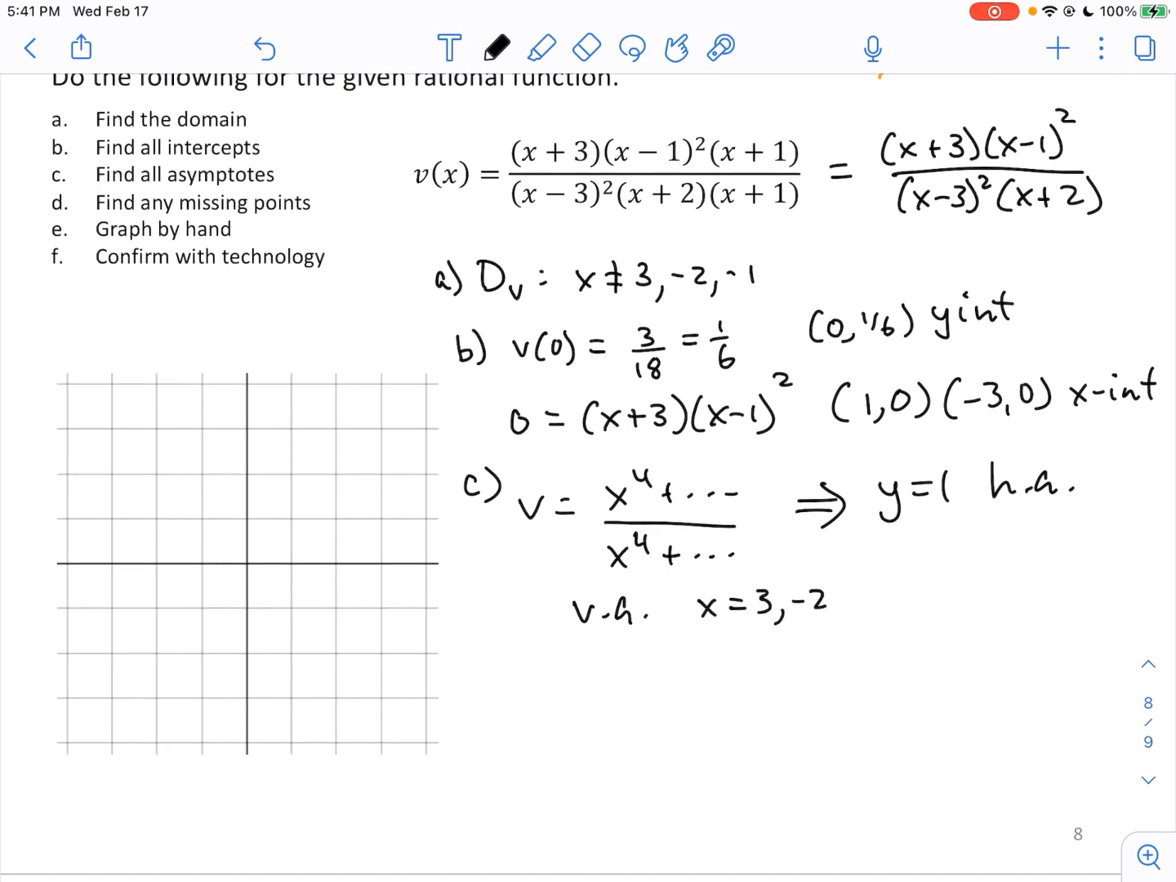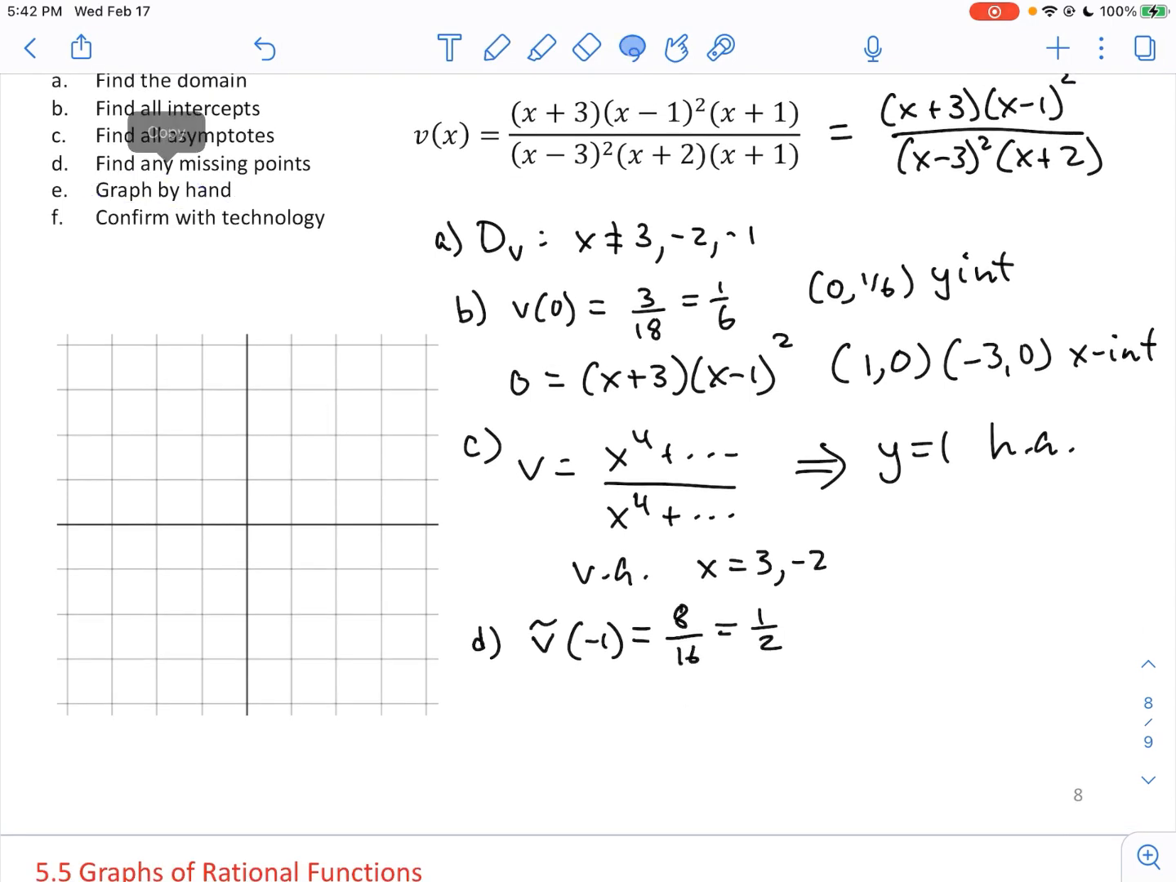D, find any missing points. We definitely had a missing point. Into v tilde, I'm going to plug in negative 1, that's a domain restriction, but plug it into here and see what y coordinate we get. And negative 1, plug it in there, we get an 8 up top. Into the denominator, I get 16. That's going to give me a 1/2. So that's a missing point. Graph by hand is what comes next.